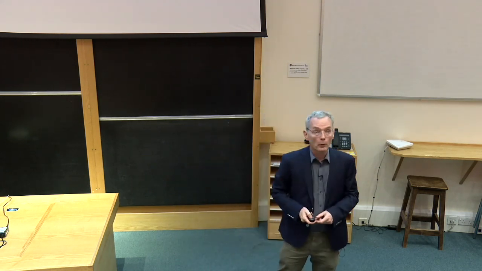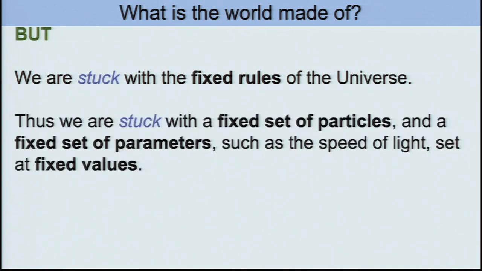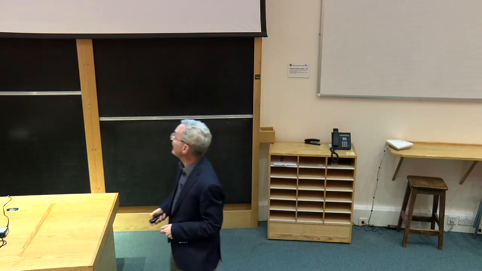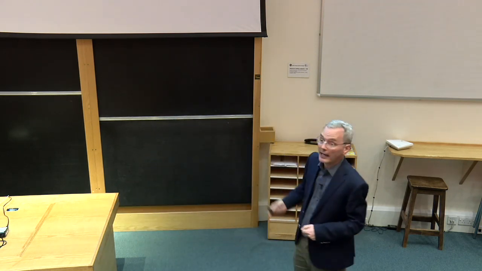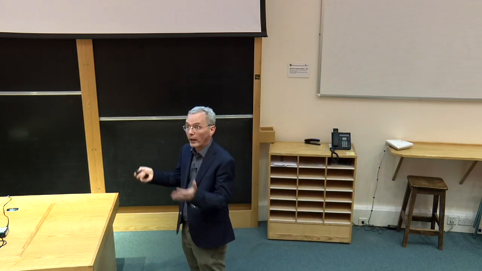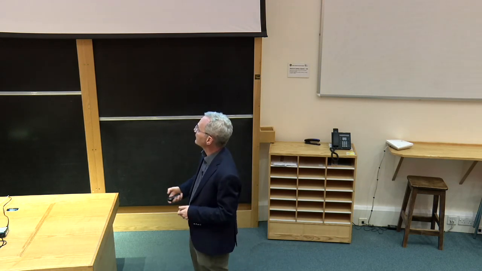There's a big but in all of this. We are stuck when we do physics experiments with the fixed rules of the universe. In other words, we're stuck with a fixed set of particles, the ones that we've discovered so far. Maybe there are a few others yet to discover, but they probably don't live very long. And there's a fixed set of parameters, the fundamental constants that sit at the back of our physics textbooks. Things like the speed of light, and they're set at fixed values. And that constrains the way the universe is.